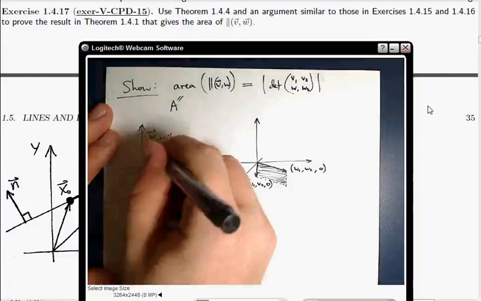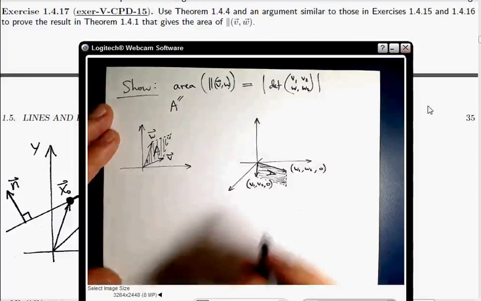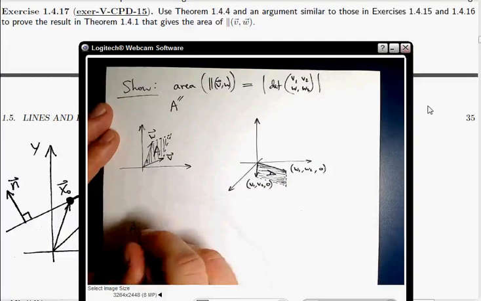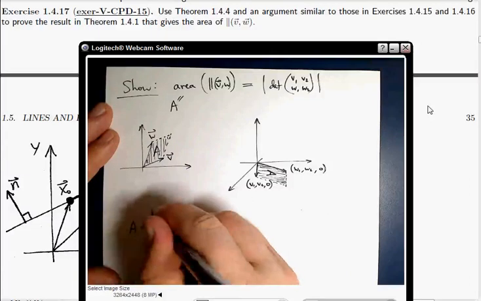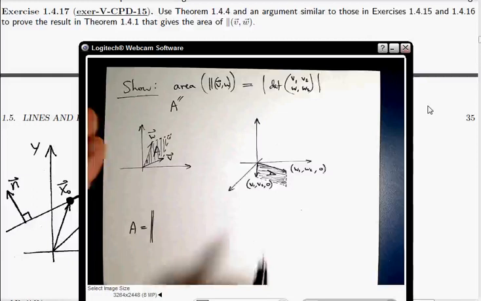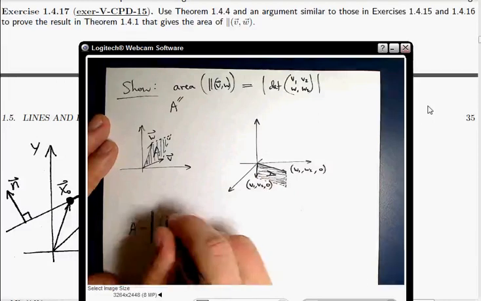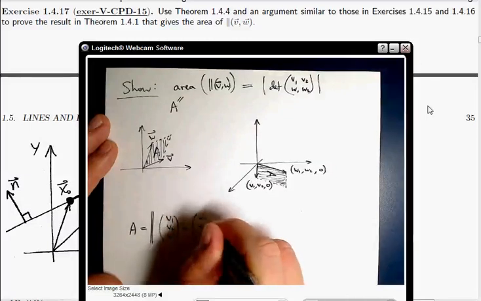So I know that the area that I'm looking for is the same as that, and I know how to compute this area. The area of that parallelogram is the length of the cross product. This is the other theorem that's referred to here. The exercise says use theorem 1.4.4. Theorem 1.4.4 says that the area of this parallelogram is the length of the cross product of these two vectors. So let's compute the length of that cross product. It's V1, V2, 0 cross W1, W2, 0.